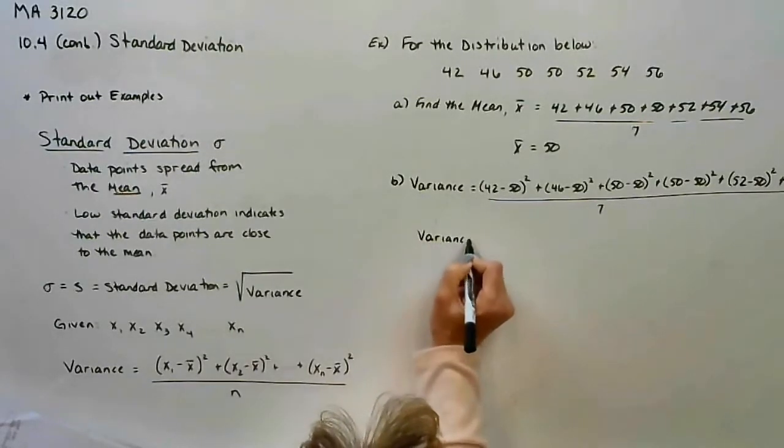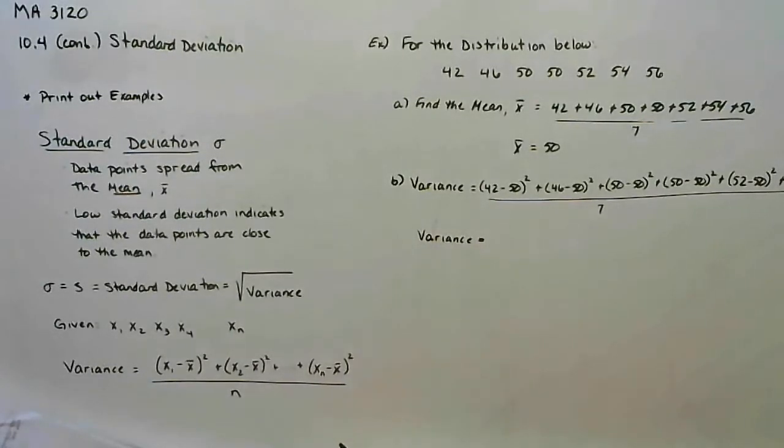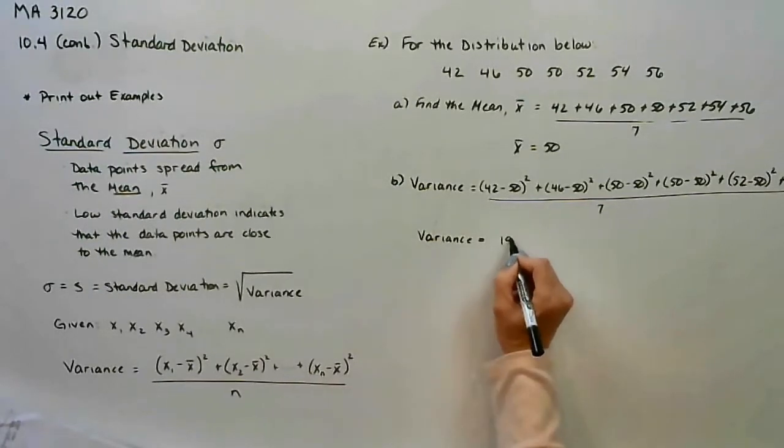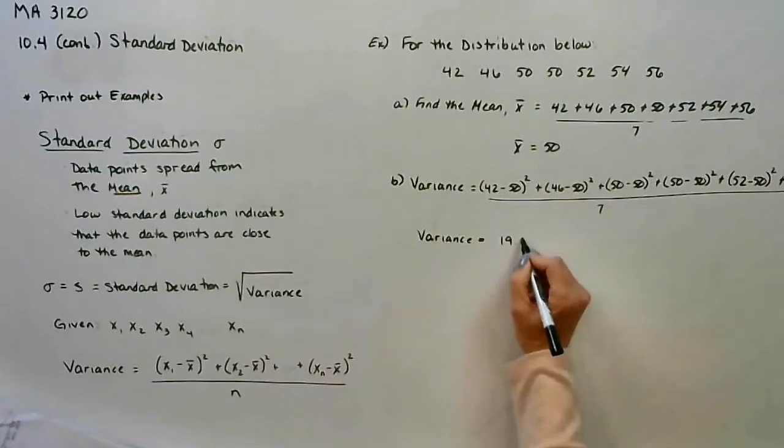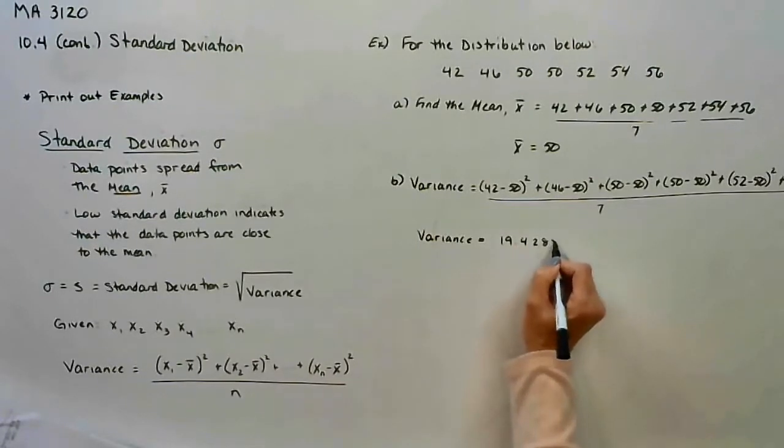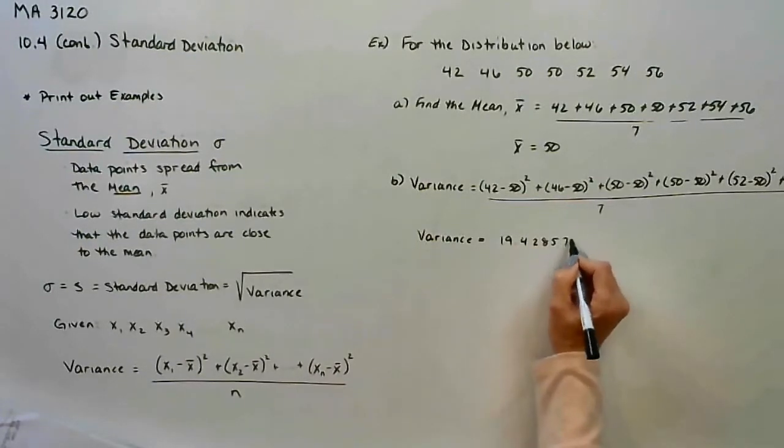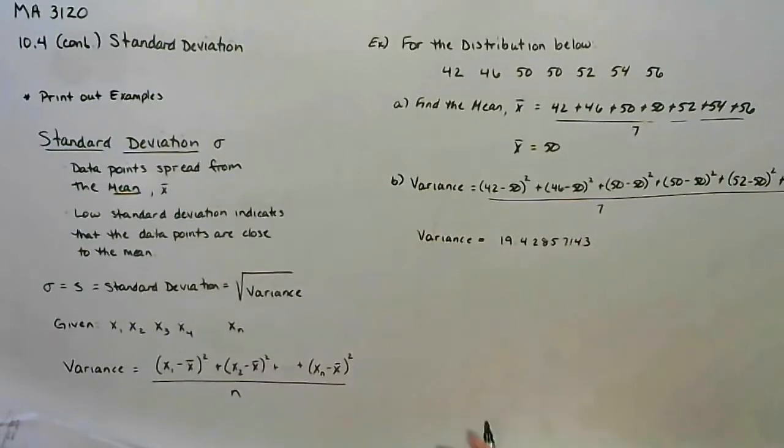When I calculated this earlier, I got a variance of 19.4287, etc., etc., etc. Right? It goes on forever and ever. The further you go out, I'll probably ask for like the 10th place, but the further you go out, the more accurate it's going to be.